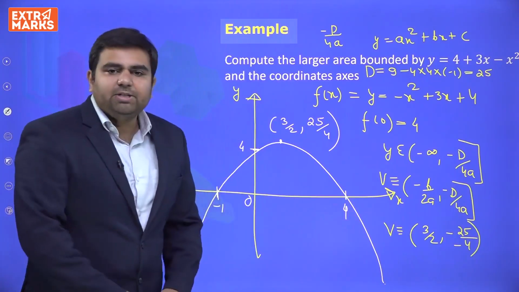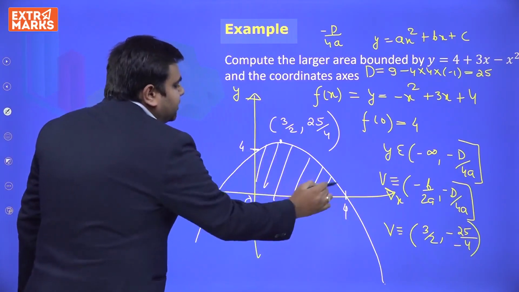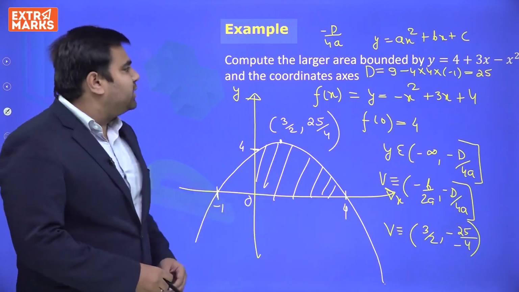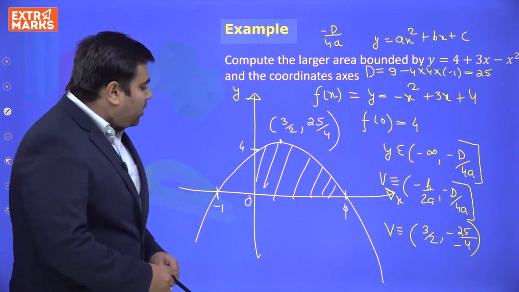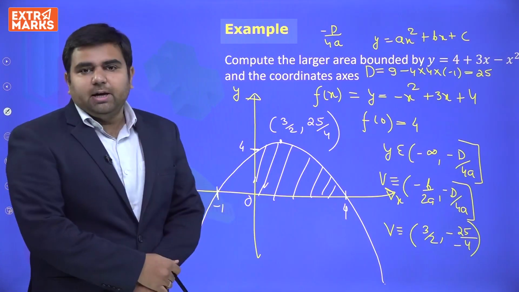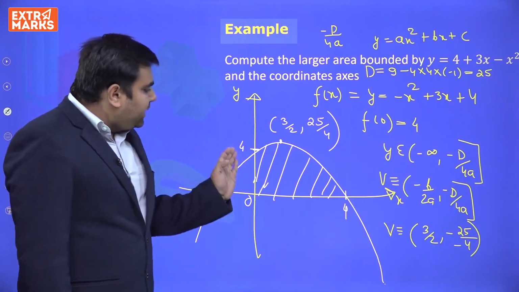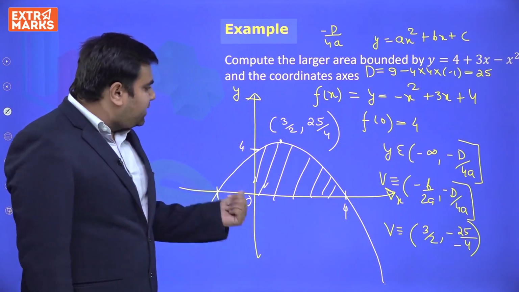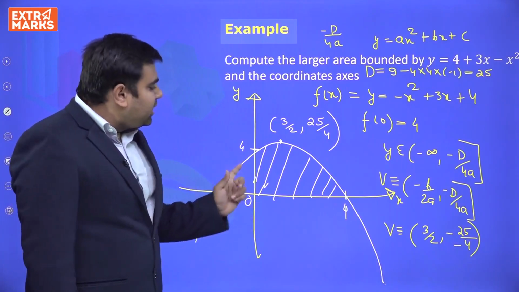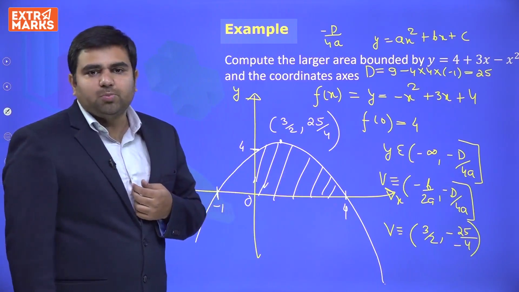So now why is this area larger? This shaded area is larger because this is 4 and this is minus 1. So it is quite evident that this area has to be the larger area. Now between the coordinate axes, we need to find this area. How shall we find this area? In order to find this area, I simply need to integrate this curve from x equal to 0 to x equal to 4. Are you getting this point?